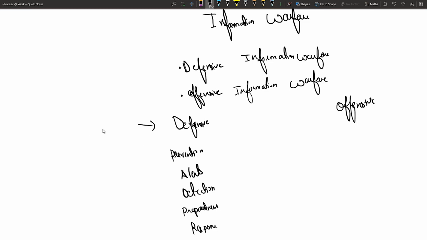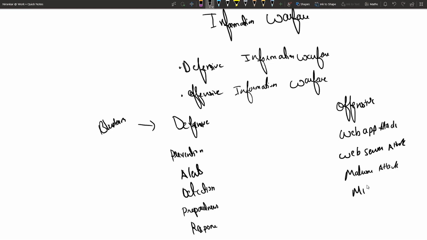This team is also known as blue team in organization. Because we are seeing this as information warfare, this is between the countries. And offensive team is about, let's say, web application attack, web server attack, malware attack, man in the middle attack, and system hacking. This is the information warfare.